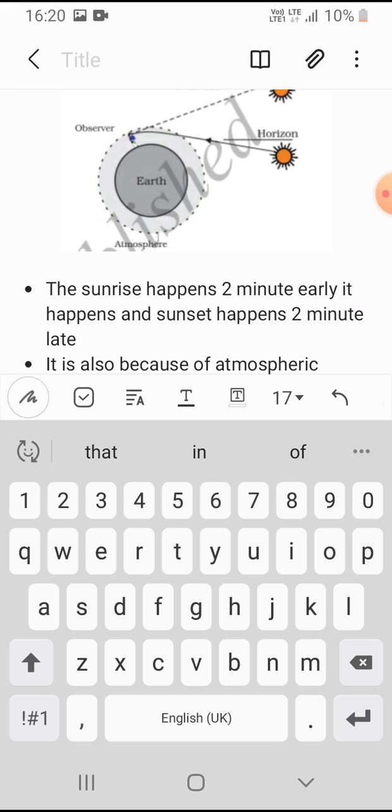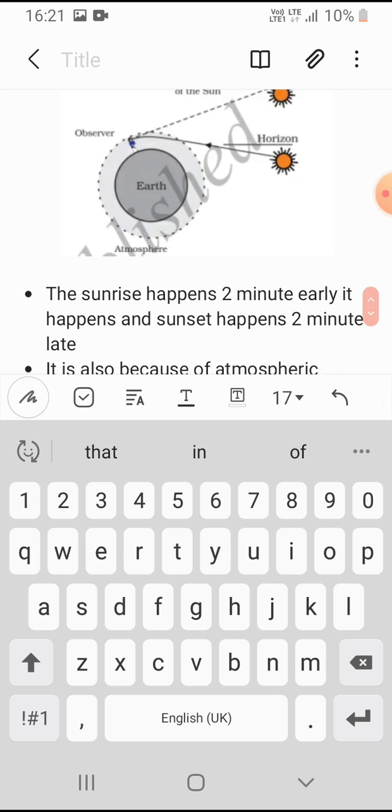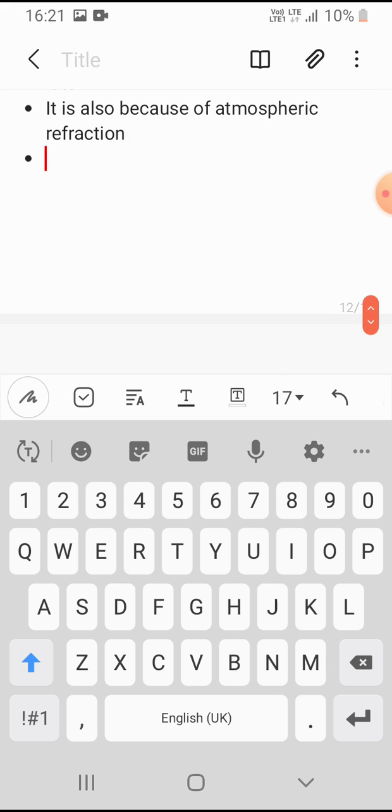If the sun must be here straight, but it is a little bit down, then you will feel that it is 5 or 10 minutes late. Like that, if it was here on the horizontal where the horizontal is written, but it is here where the sun is now, then you will say it is 2 or 3 minutes late. So this is why it happens.